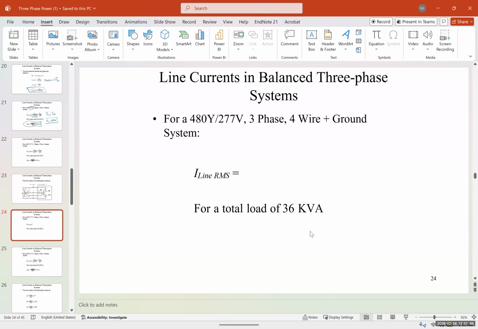Did anyone solve it? What is the current? What did you get?